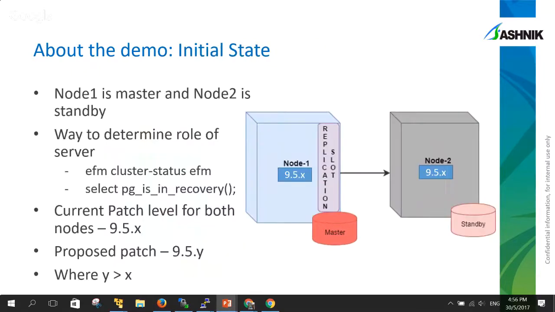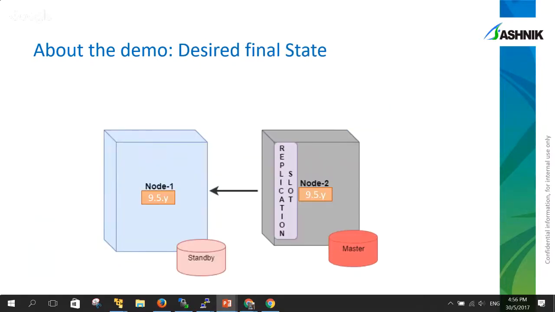We will start with a setup where we have 9.5.x, or 9.5.0 in our case, installed on both the nodes. And we would want to reach a setup where we have 9.5.12, the latest patch for 9.5, installed on both the nodes. In this process, we might reverse the direction of replication. We might switch the roles of both the nodes. But if you want to revert back to the old configuration, all you have to do is perform a switchover again.